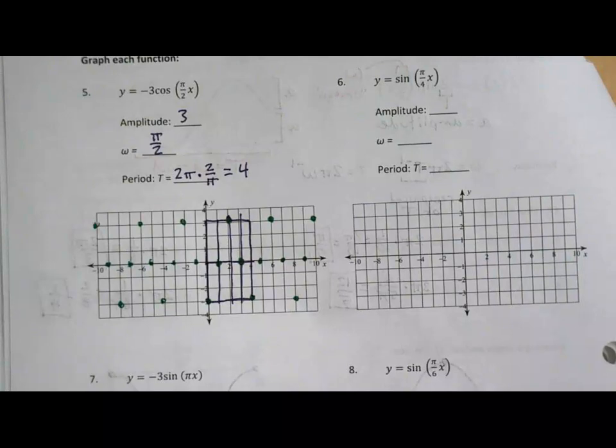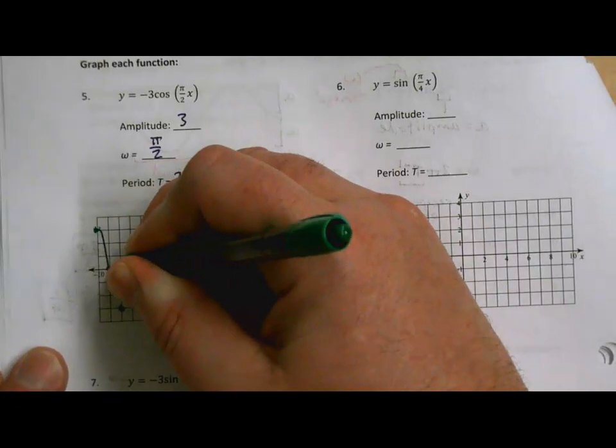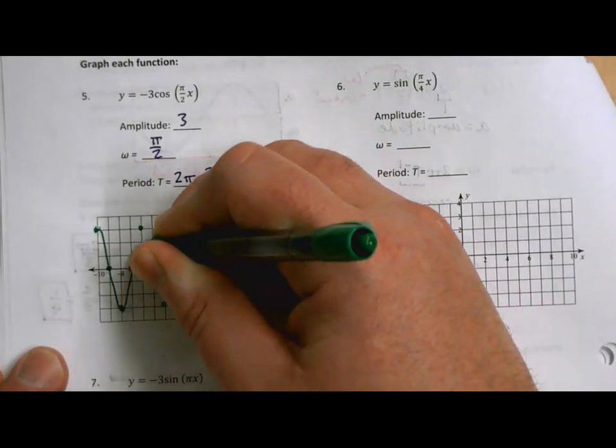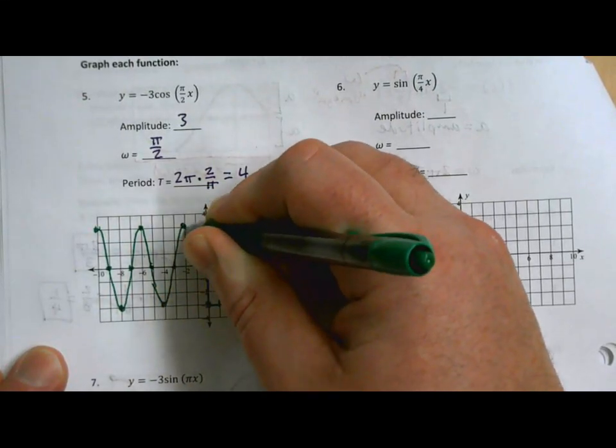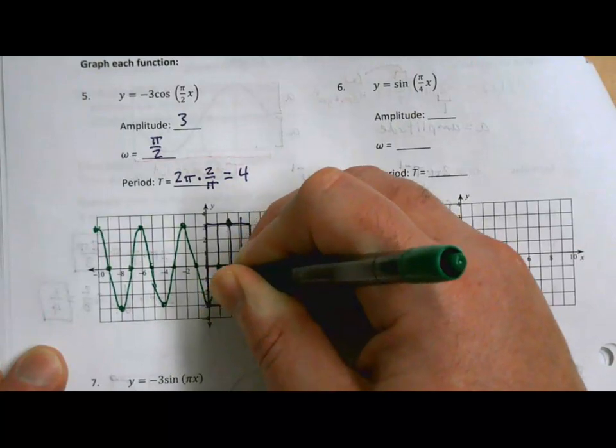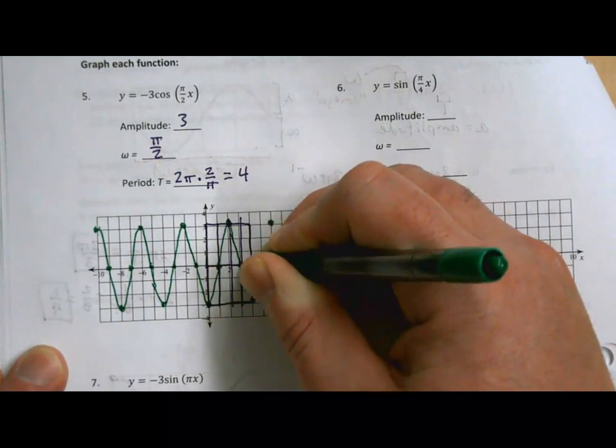Once you have all your points in the right place, then go ahead and draw that nice wavy cosine. And we are going to check this one using our calculators. So that'll be our next step. If you don't have yours out, go ahead and find it.